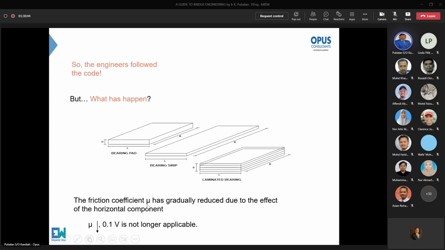The friction coefficient, this is the friction coefficient mu. This is what I was talking about just now for the checker plate or whatever you want to use. You can use whatever you want as long as the friction coefficient is good enough so that the vehicle does not skid. So as long as the horizontal component is less than 10% or 0.1 of the V, then your bearing is workable lah.